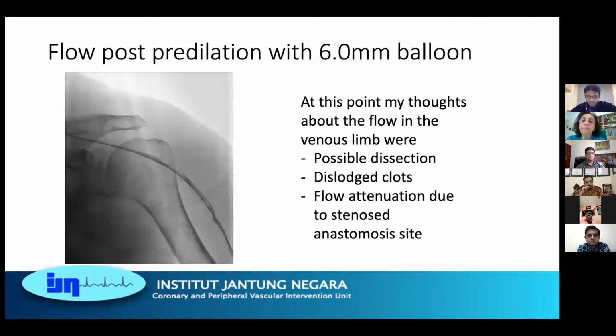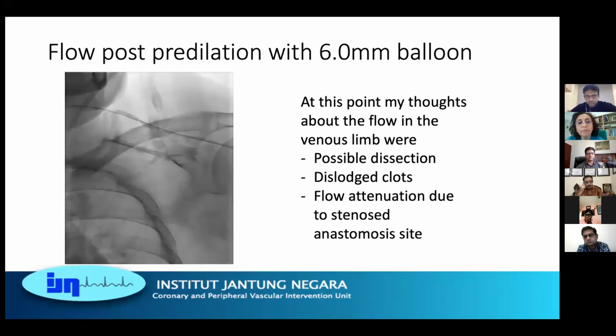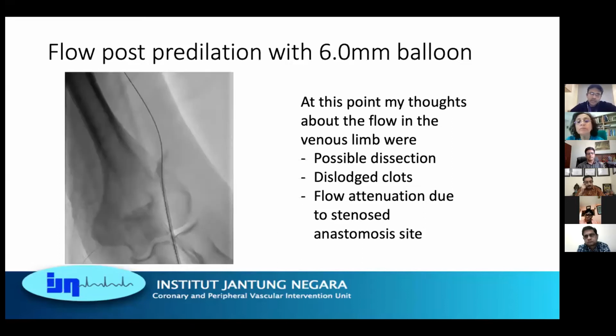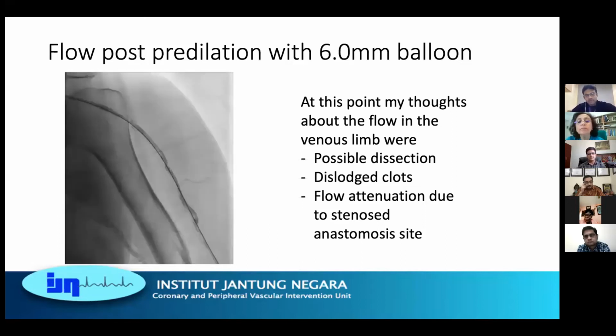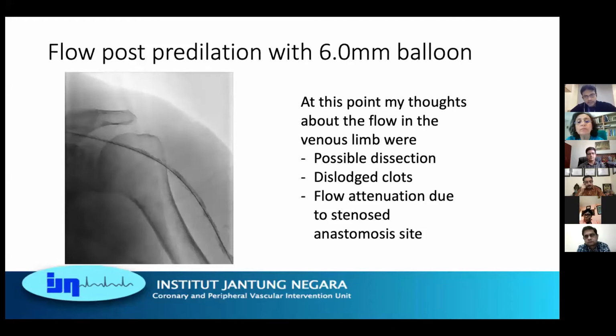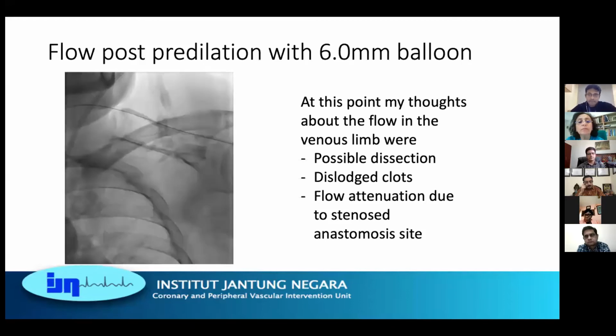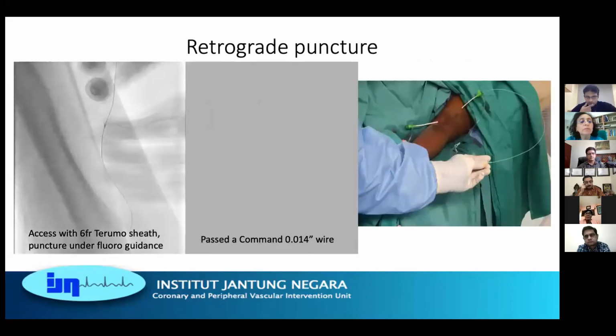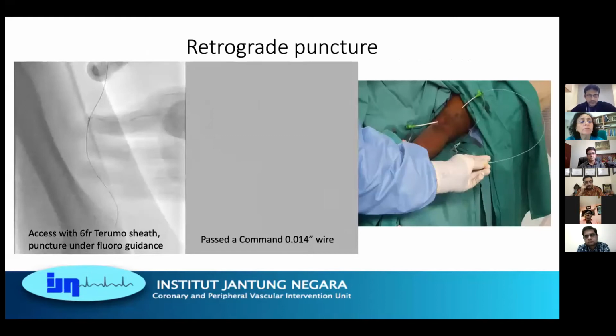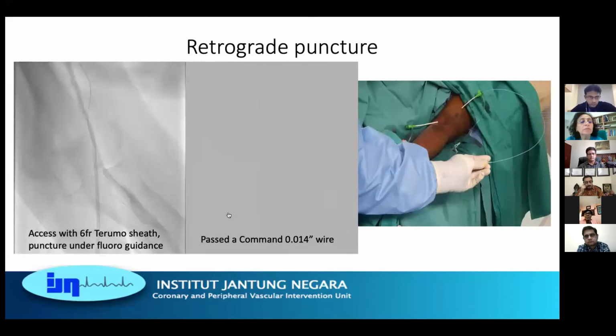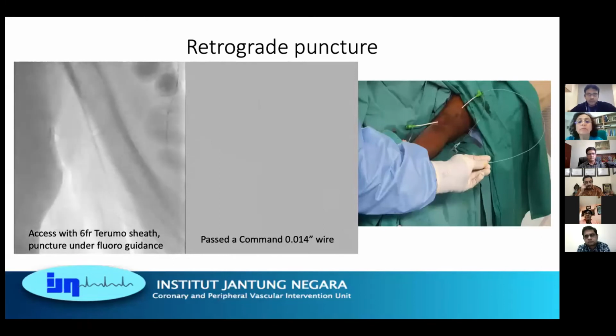So I told myself, it's okay, let's go and fix the anastomotic site first. So what I did was I did a retrograde puncture under fluoro guidance, used a 6 French Terumo, and I managed to pass a 014 command wire. Now, I'm very sure a lot of you were wondering that I had a radial access.